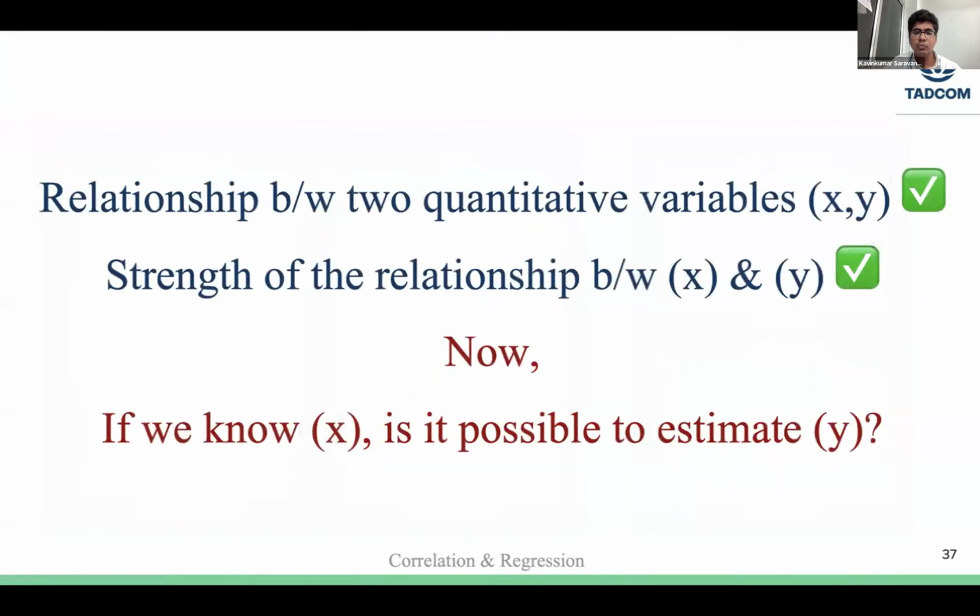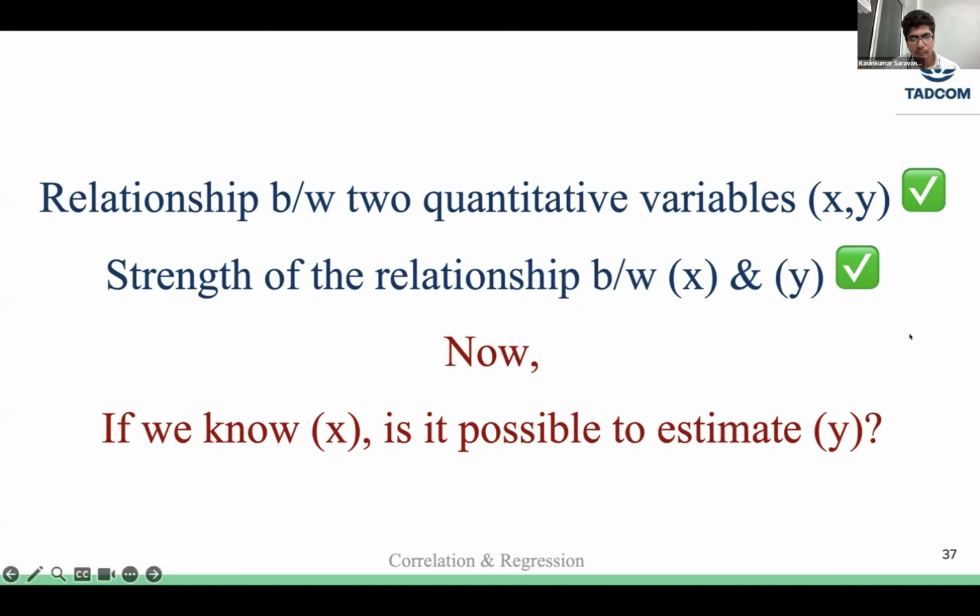So now we could establish that there exists a relationship, and we also calculated the strength of the relationship, either by using Pearson's or Spearman's. Now, my question is, if we know the X, that is the age of the person, is it possible to estimate the urea level of the patient? If yes, then how could you establish this relationship?